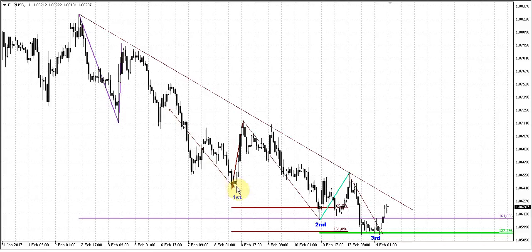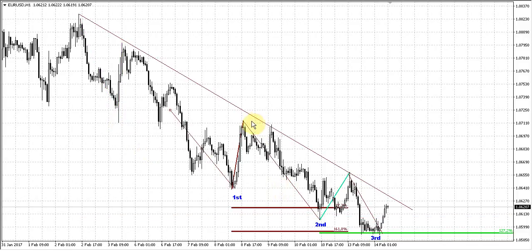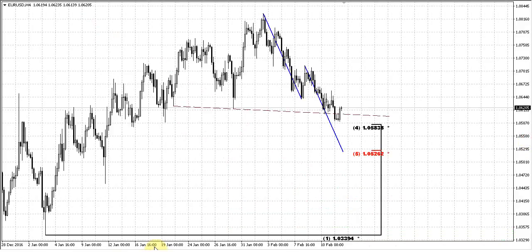It's the first drive, the second stands at 127 of the first, so I will delete this ABCD pattern, we don't need it anymore. The third drive right now stands in the combination of the 1618 of the first drive and 127 of the second. So this is also a reversal pattern, which means that this is in fact the last chance for the market to start the appearance of the right shoulder here. No other chance will be provided.